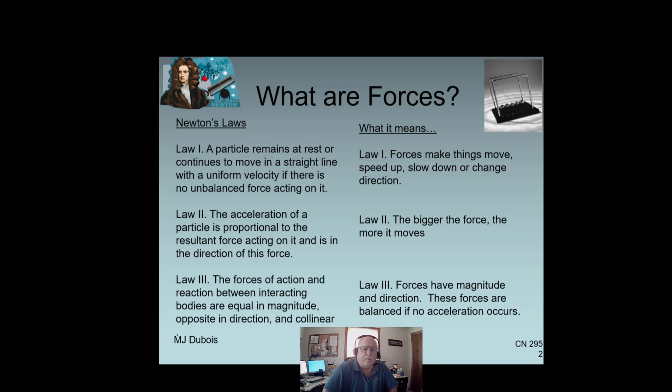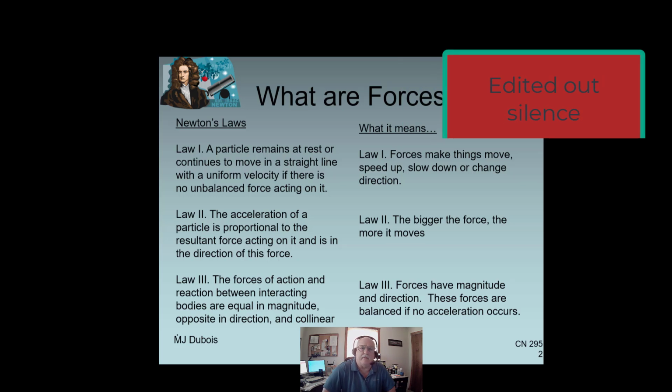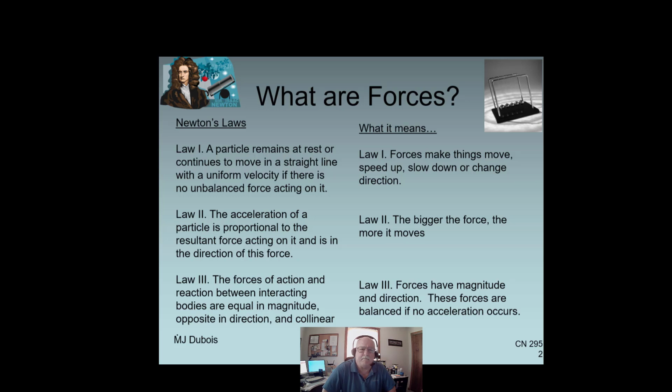People didn't really know about forces until Newton started to study motion. And he came up with his three laws. You can stop the video and read Newton's laws in particular. But what a force really is, is something that makes things move. In particular, they make things speed up or slow down. That's called acceleration. And Newton said when there's a force applied to something, it changes its speed.